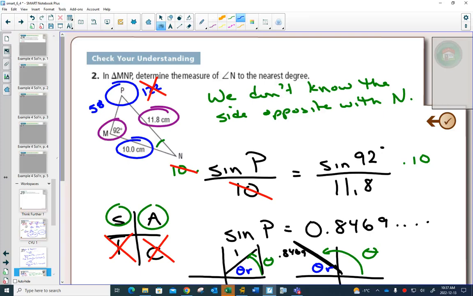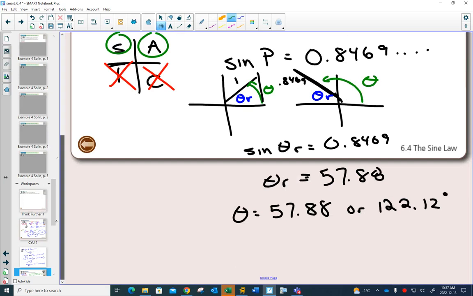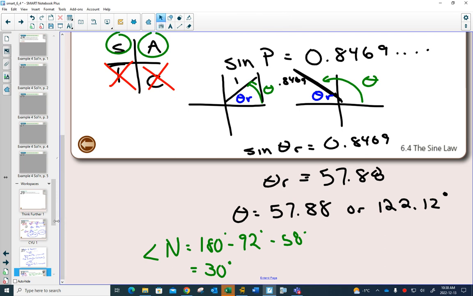So since 58 is the only one that's possible, you could now label this angle as 58. What did the question want us to solve for at the beginning? Angle N. We now know two of the angles in there, 58 and 92. We could say, well, what adds up to make 180? We can now say that angle N will equal 180 minus 92 minus 58, and angle N is equal to 30 degrees.